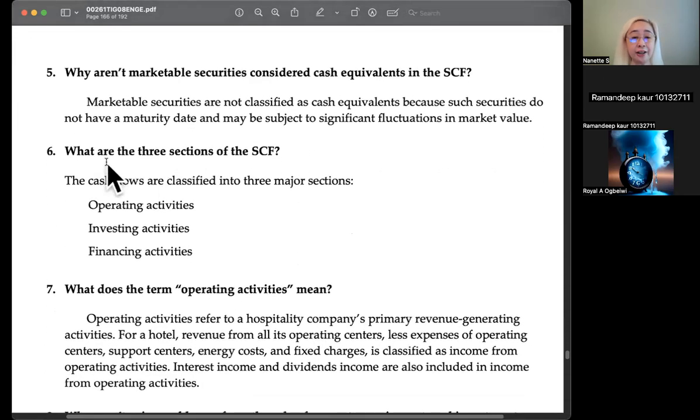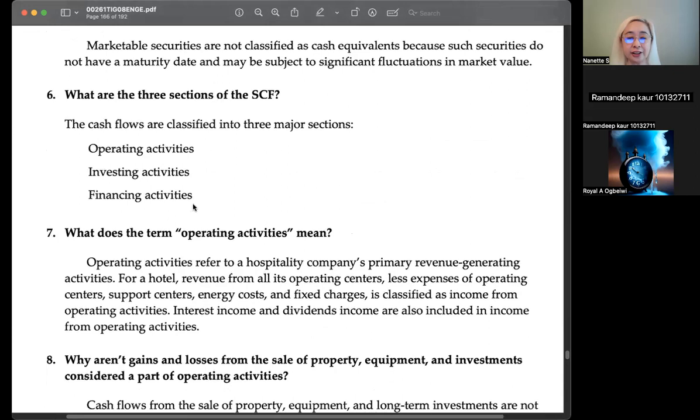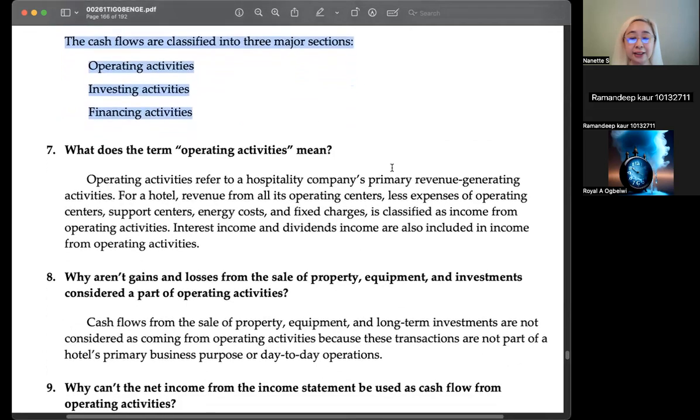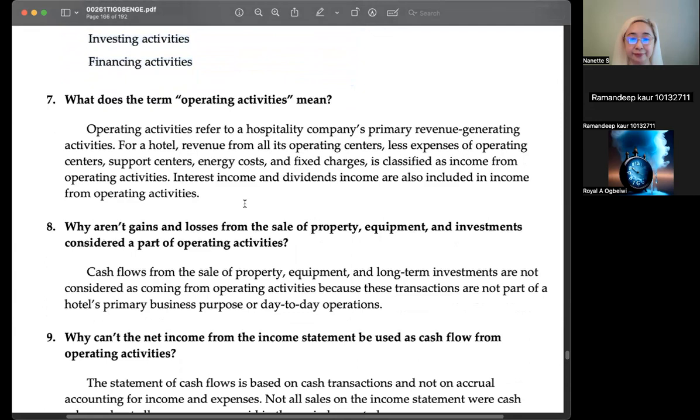So here are the 3 sections of the SCFs. Raman, what are the 3 sections? Can you please read? The cash flow are classified into 3 major sections: operating activities, investing activities, and financial activities. Thank you. So Royal, what does operating activities mean?